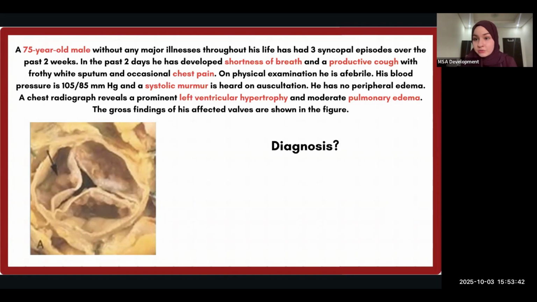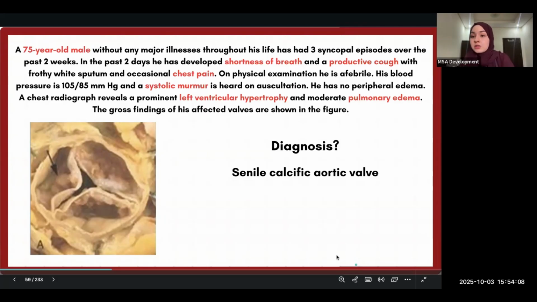We see an aortic valve and it looks calcified. And the aortic valve has 3 cusps. In this case, it's calcified. So we can say this is an aortic stenosis case. However, exactly what is the definition, what is the cause of it? It is senile, because now you can go back to the question and see that this is a 75-year-old male.